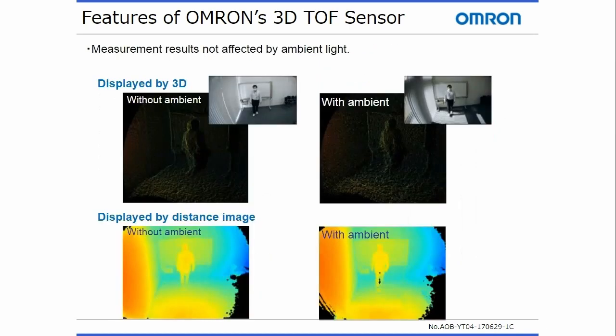Continuing on with the light immunity of the B5L, here you can see from an indoor environment that the measurement results are not affected by ambient light conditions either. On the left, we display the environment without ambient light, and on the right, we display the environment with ambient light. Again, you can see the measurement results remain stable and reliable and are not affected by the ambient light conditions within this environment.